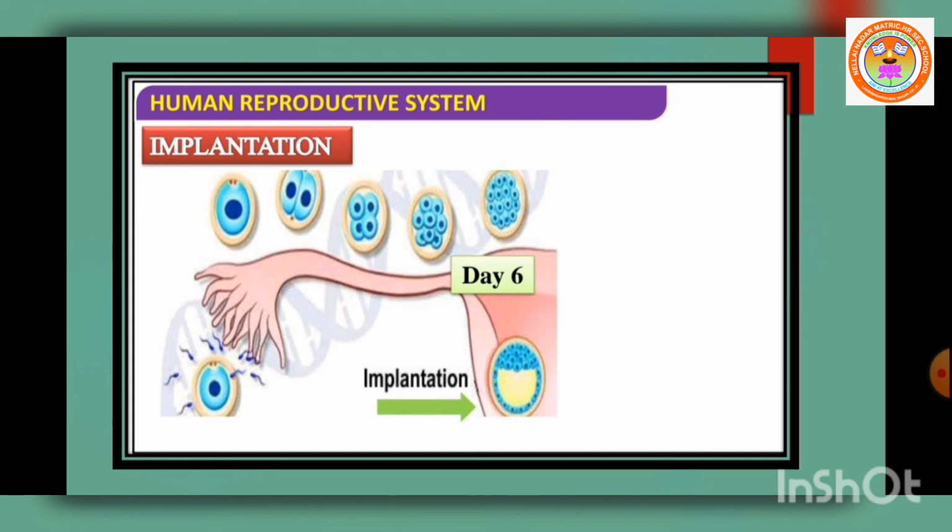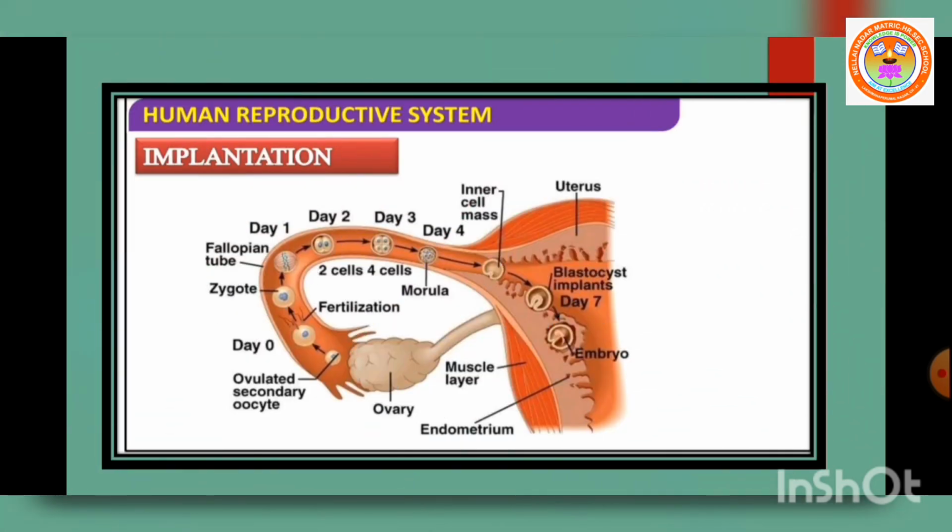So what is implantation? The fertilized egg travels down the fallopian tube and burrows deep into the lining of the uterus, where it will remain until delivery. This is called implantation. If a fertilized ovum is implanted outside the uterus, it results in ectopic pregnancy. About 95% of ectopic pregnancies occur in the fallopian tube.